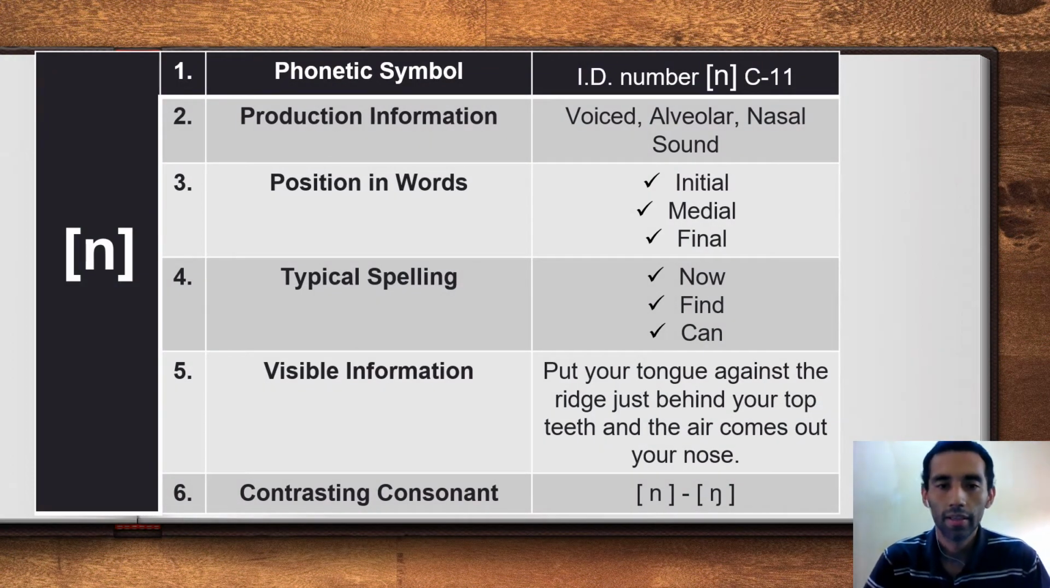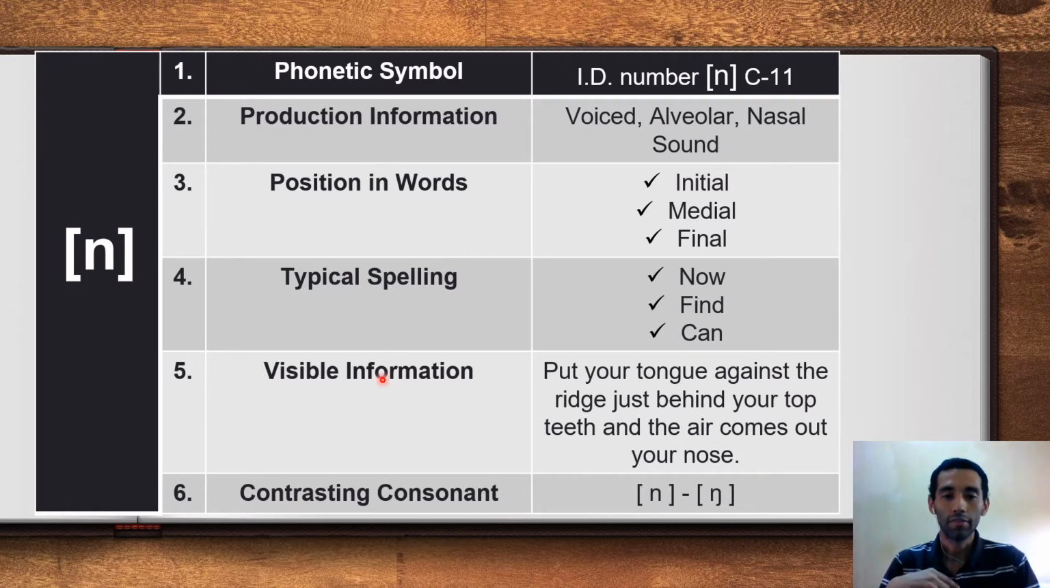Okay, let's start with the complete chart of the phonetic symbol. We have the phonetic symbol, the ID number, 11. Then we have the production information, which is voiced, alveolar nasal sound. We have the position in words, in initial, medial, and final. Then we have the typical spelling. If it's in initial, we can say now. If it's in medial, we can say fine. And if it is in final, we can say can.